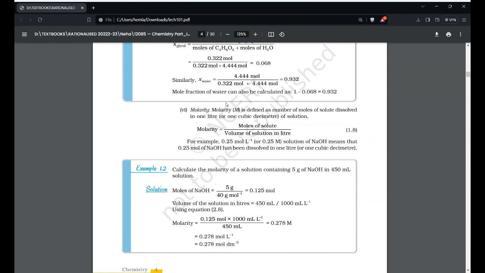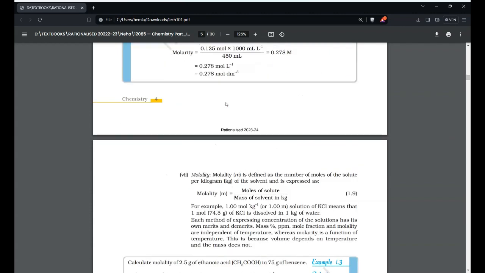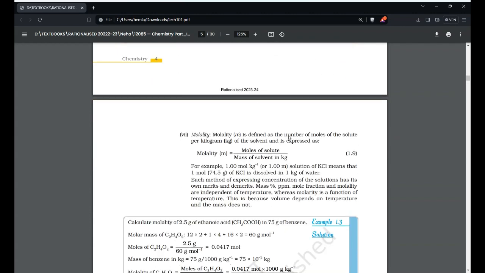Now, the next concentration term is molarity. Molarity is something which we are very familiar with, of course, after mole fraction. It is basically moles of solute upon volume of solution in liter. Now, this whole liter thing, keep in your mind. Don't forget: moles of solute upon volume of solution in liter. If you are given another unit, change it. Literally change it. Don't forget this. Volume of solution in liter. An example is given here, you can go through it.